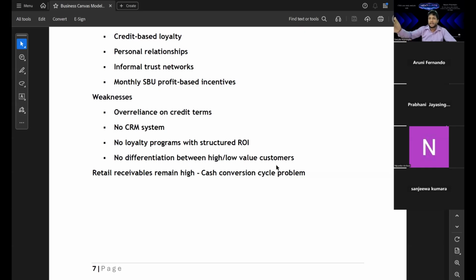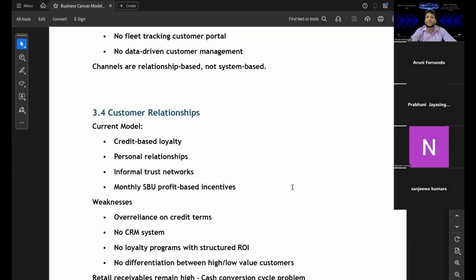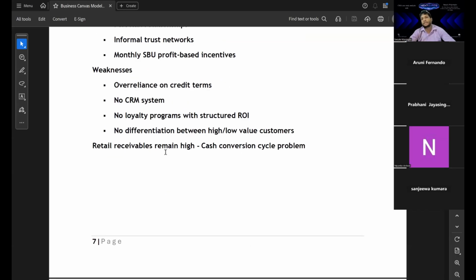First of all, you need to understand who the profitable customers are. Sometimes customers can be there in the business but loss making. You need to focus on profitable customers under ABC costing. When I was discussing ABC costing, I told you how you are going to do the customer profitability analysis as well. You see, retail receivables remain high, a cash conversion cycle problem. That is a big problem when it comes to customer relationship. Retail receivables remain high, credit risk is high, then the cash conversion cycle problem. Now you have calculated the cash conversion cycle and we have identified that they are facing critical problems in the business. That is what we analyzed.